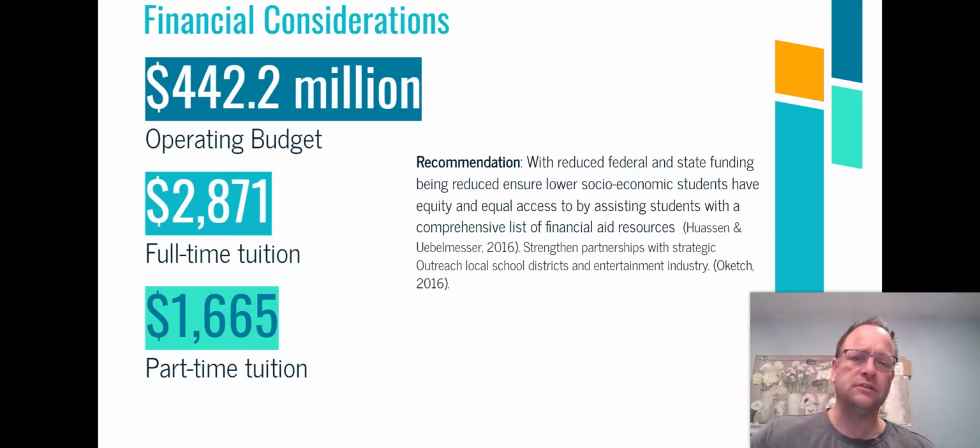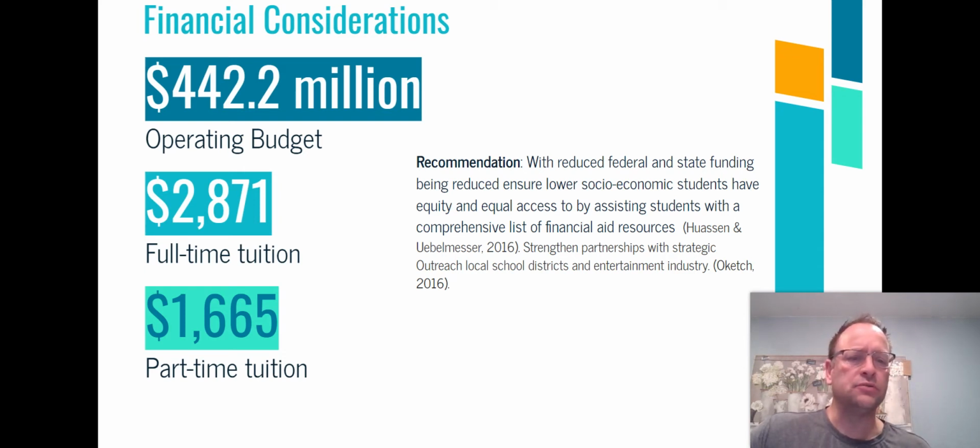Financial considerations: they have an operating budget of $442.2 million. Largely, this revenue comes from federal and state funding, student tuition, parking lot fees, endowments, and other private investments. The full-time tuition is $2,871 and part-time is $1,665.